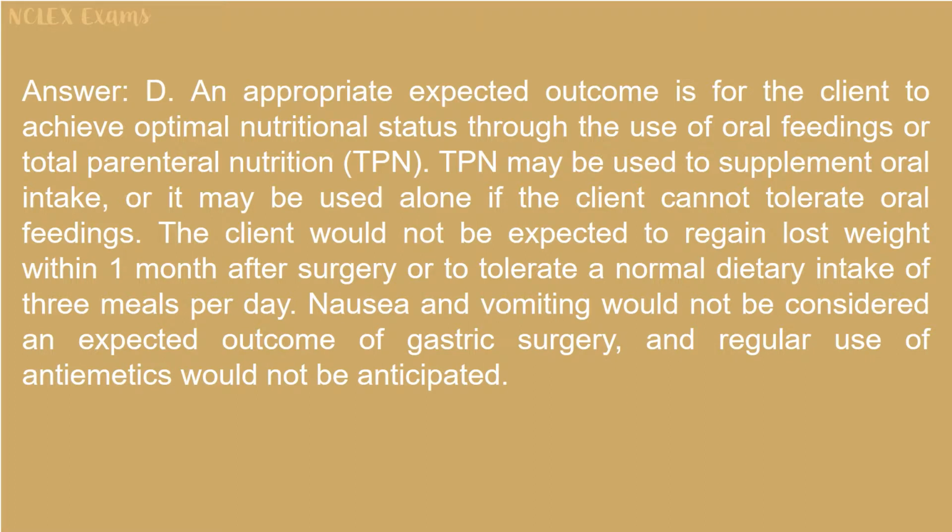Answer D. An appropriate expected outcome is for the client to achieve optimal nutritional status through the use of oral feedings or total parenteral nutrition (TPN). TPN may be used to supplement oral intake, or it may be used alone if the client cannot tolerate oral feedings. The client would not be expected to regain lost weight within 1 month after surgery or to tolerate a normal dietary intake of 3 meals per day. Nausea and vomiting would not be considered an expected outcome of gastric surgery, and regular use of antibiotics would not be anticipated.